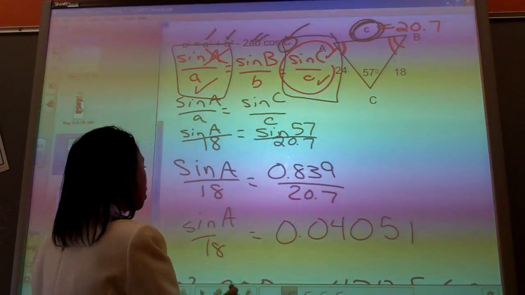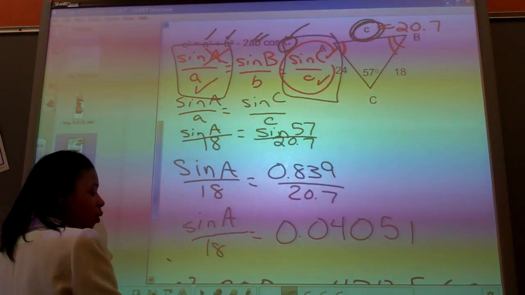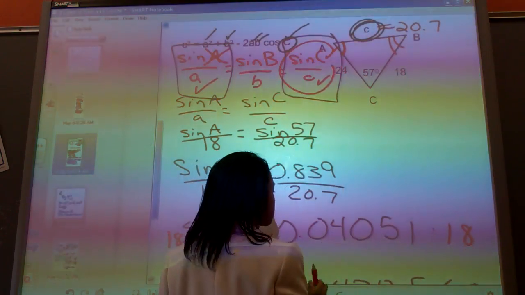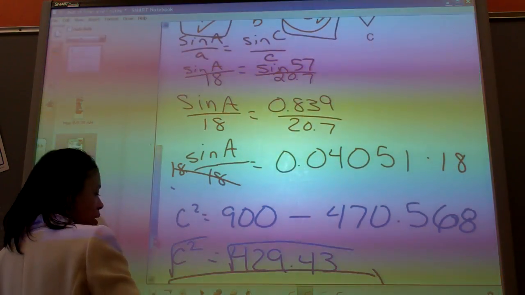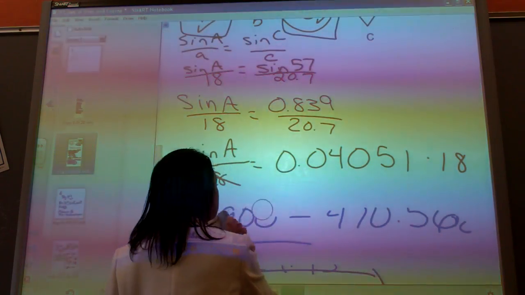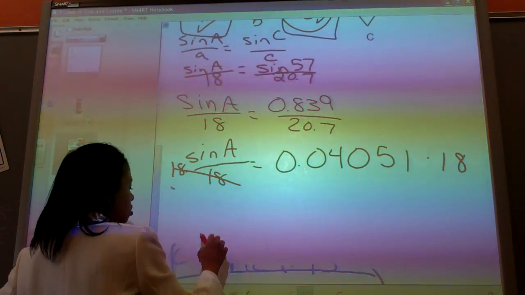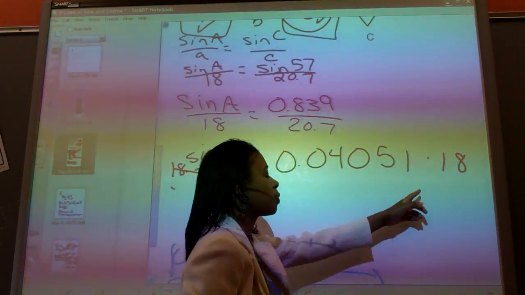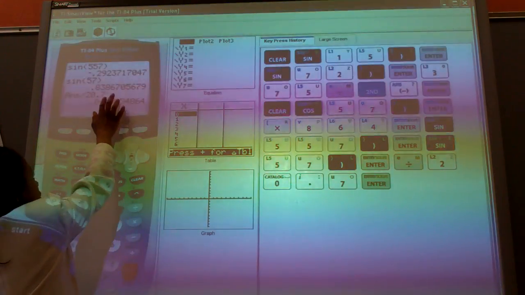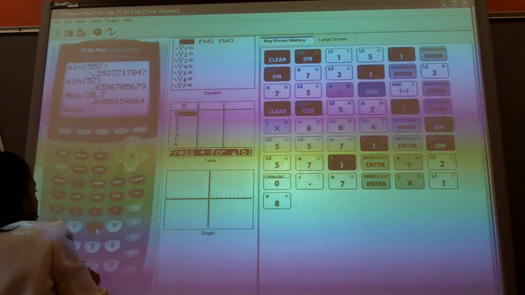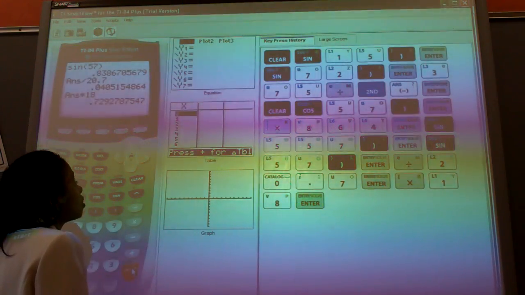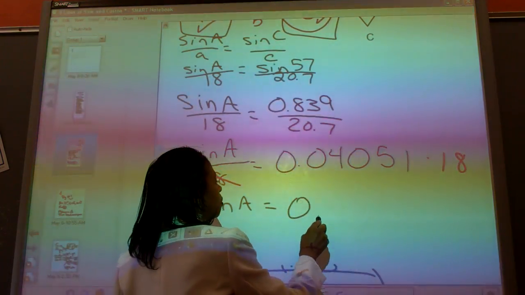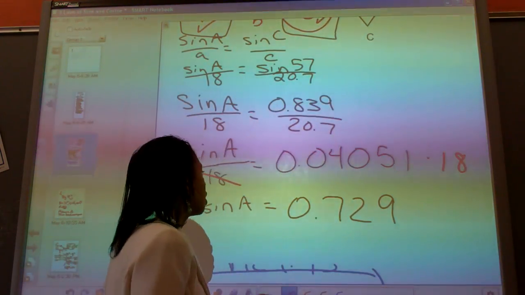Well, I want sine A by itself, so how do I get 18 out of the denominator? I multiply both sides by 18, basic algebra. This will drop out. What am I left with? I get sine A on the left side equals this number multiplied by 18. I take this last number I had there and multiply by 18, and I get 0.729 something. So the sine of A is equal to 0.729 something.